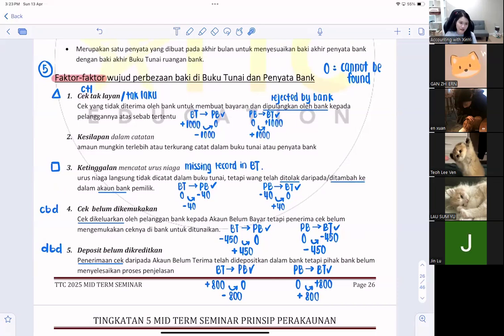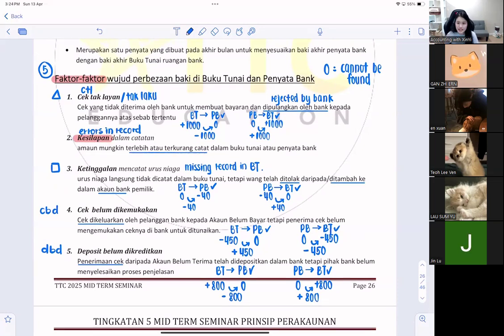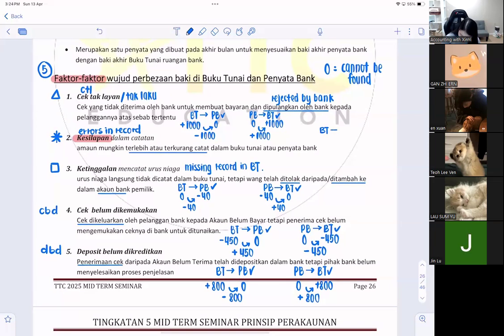Okay, so now it comes to our final factor that is going to be different, because here we're talking about errors in record. Now I have recorded it, but the number is wrong. So this is a kesilapan amount, basically. Terlebih atau terkurang catat is usually an amount problem, but there are chances where they put it to the wrong side as well. So what happens here is I will give a symbol, which is the star, to kesilapan. Now let's put an example. Buku tunai to Penyata bank.